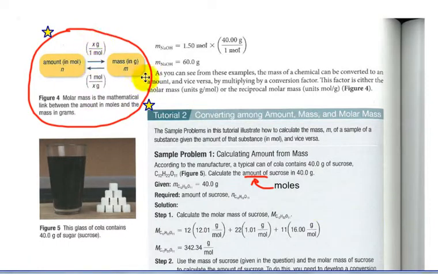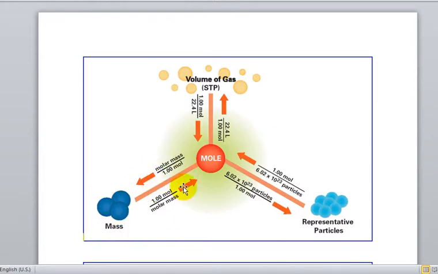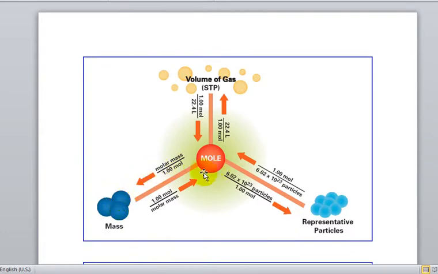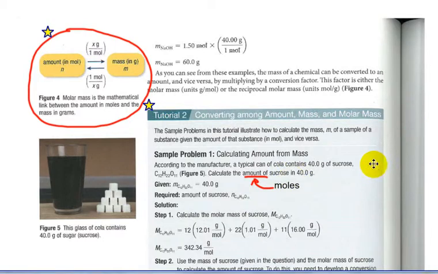Okay. They have this schematic here, but I really like using this one more because I think it makes more sense. It's a nice visual to show you where you're starting from, where you're going to, and then the right conversion that you're going to be using.